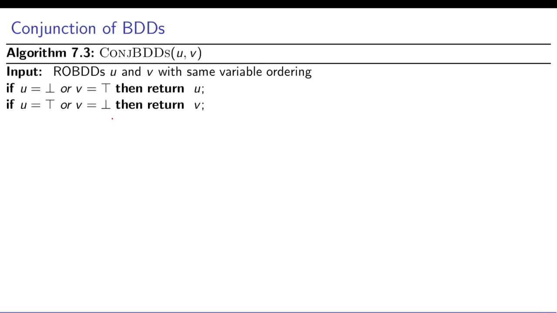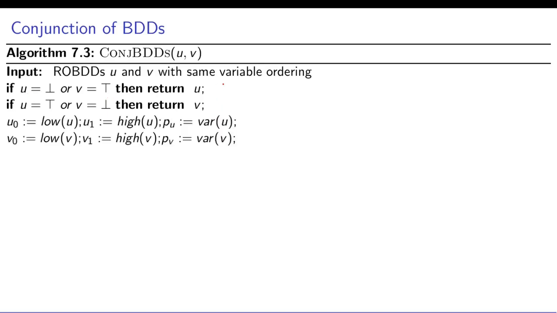Let us suppose we want to take the conjunction of two formulas that are represented by ROBDDs u and v. How do we go about taking their conjunction? Let's see. If u is false, then you should return u clearly. If v is true, then taking conjunction with true shouldn't change anything, so you should return u. Symmetrically, if u is equal to true or v is equal to false, then you should return v.